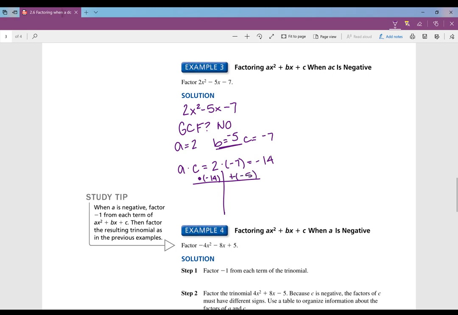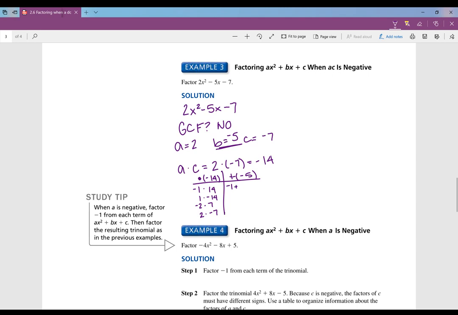So if we find factors of -14, we could do -1 times 14. We could do 1 times -14. We could do -2 times 7 and 2 times -7. Those are all factors of -14. Now we just need to add them to see which one's going to add up to -5.